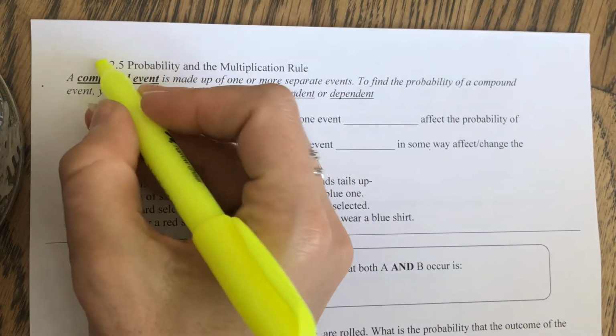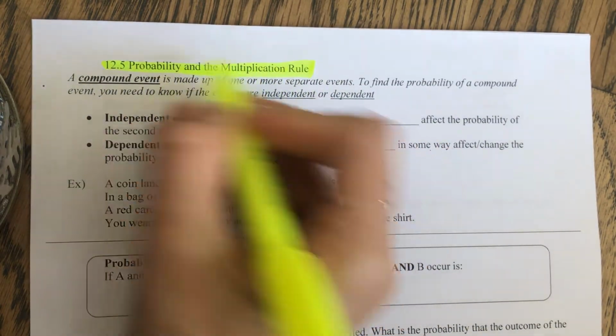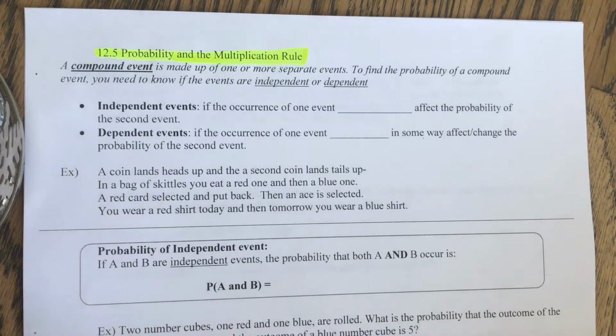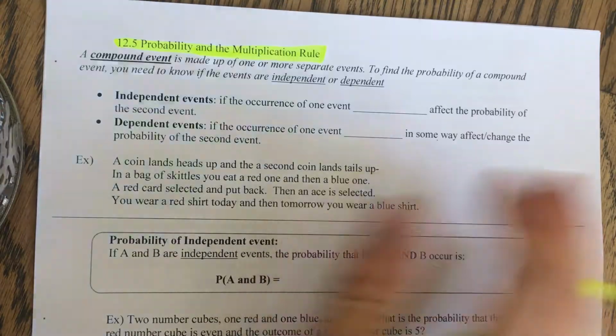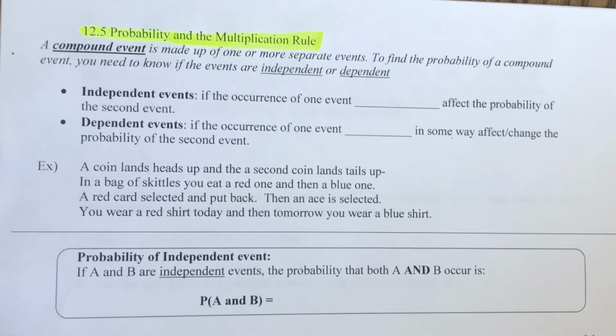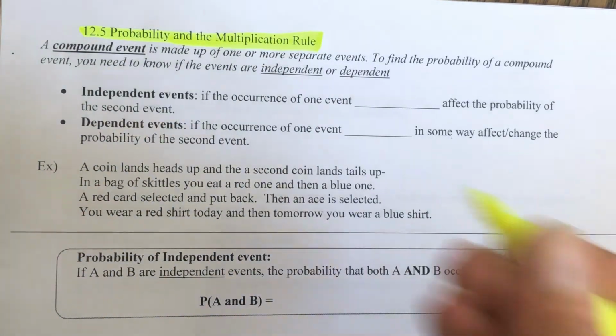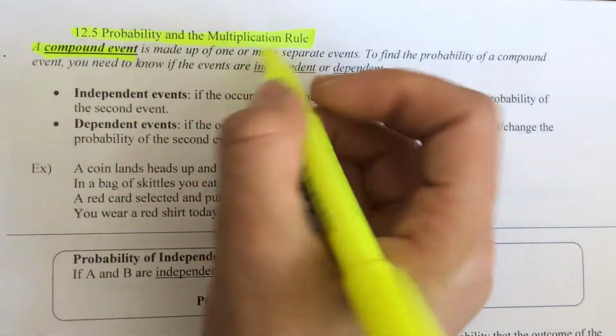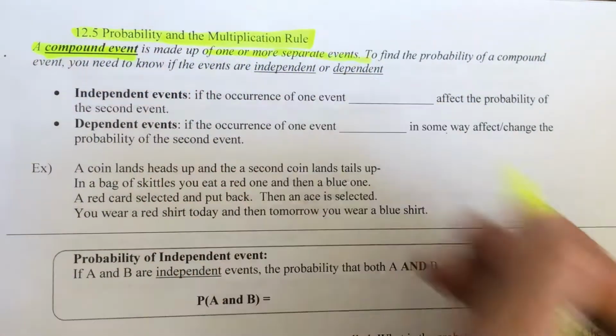Okay, you guys, today's 12.5, probability and the multiplication rule. So what we have is a compound event. In the past, you were just taking, what's the probability of rolling a die and getting a 2. Now we're going to do a compound event. It is made up of one or more separate events.